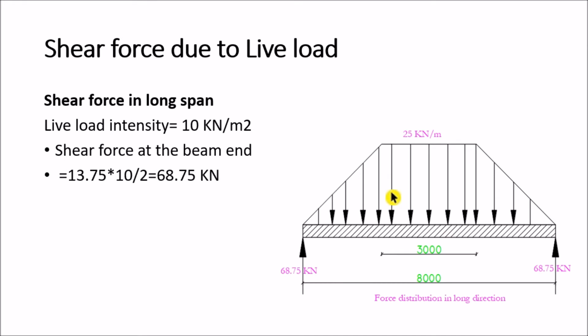If we apply a live load of 10 kilonewton in the slab, then how much shear force will be generated on the beam? The live load intensity is 10 kilonewton per meter square. Shear force at the beam is obtained by 13.75, that is the area of the trapezoid, and 10, the intensity of live load, divided by 2. That gives the shear force at each corner due to live load in the long span, that is the 8 meter span of the beam.